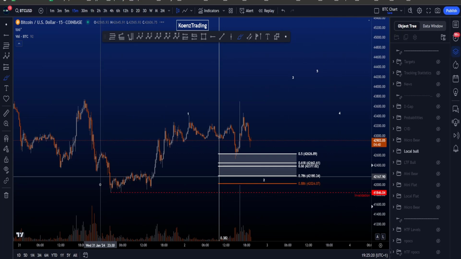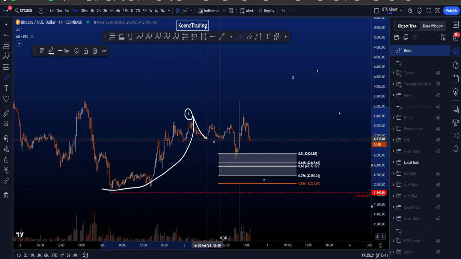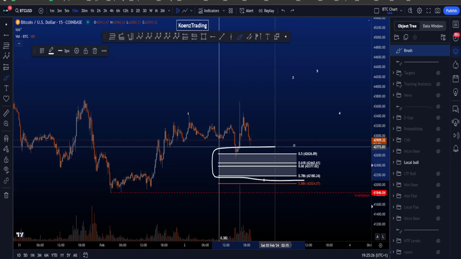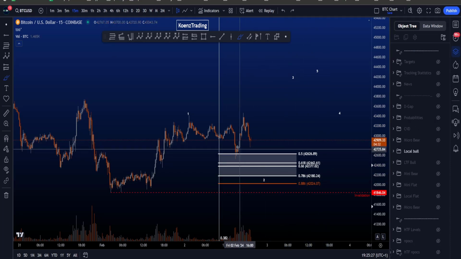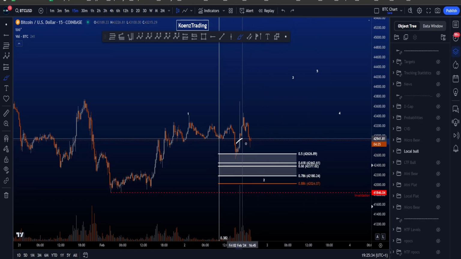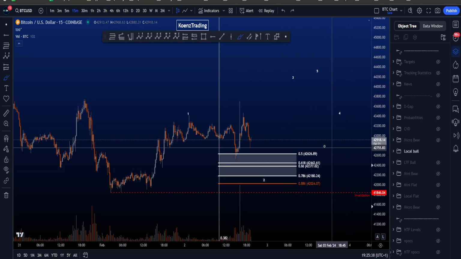So here we then have a finished wave 1 to the upside, looking for a wave 2. The common target area for a wave 2 is the 0.5 to the 0.786 area. 0.5 has been touched. Target area 42.6k to 42.1k, and then we want to see continuation towards the upside in this wave 3.